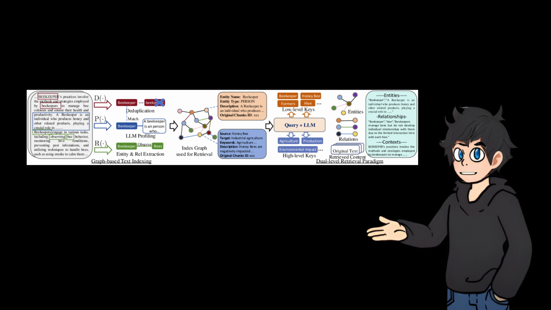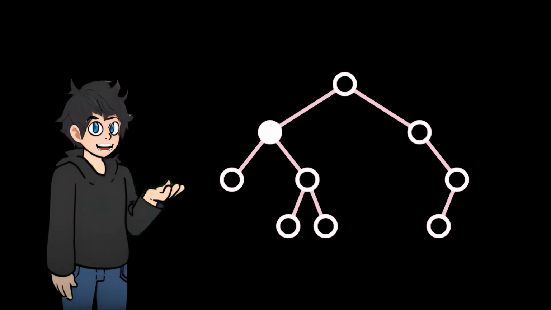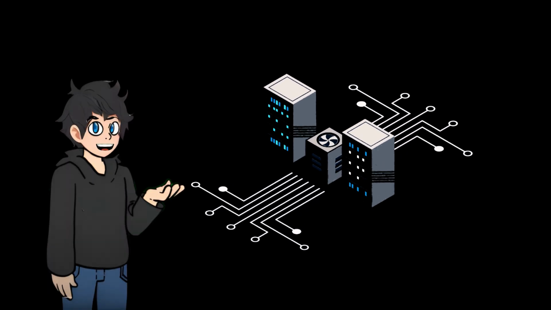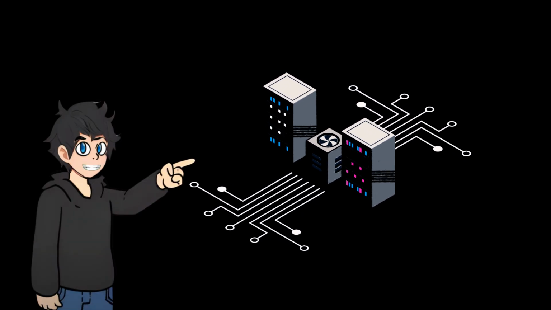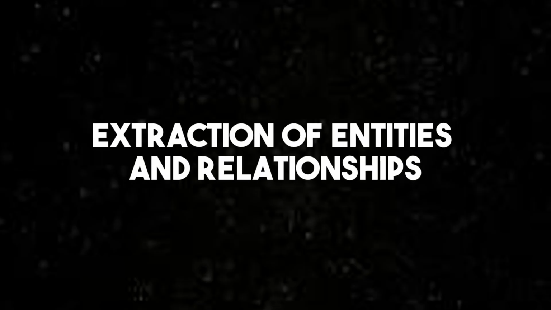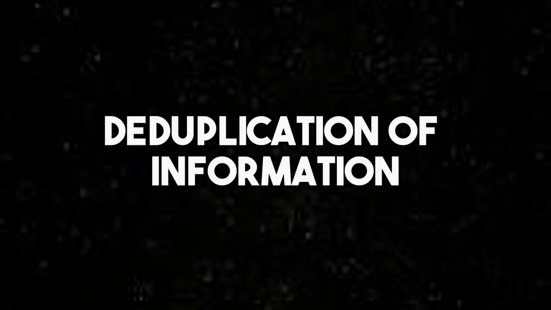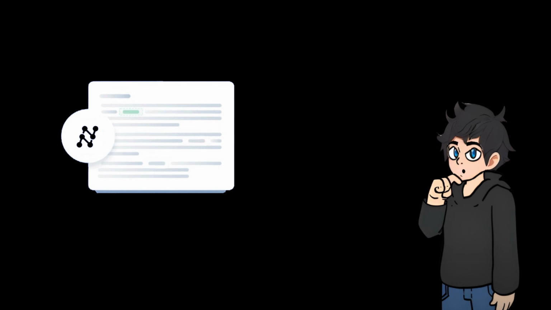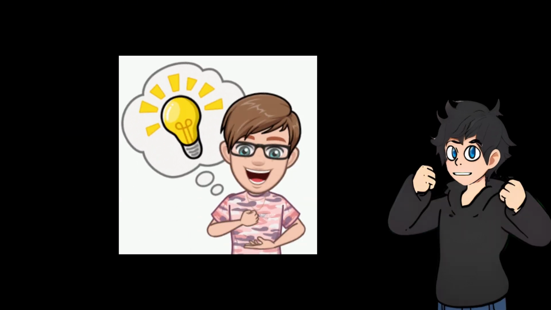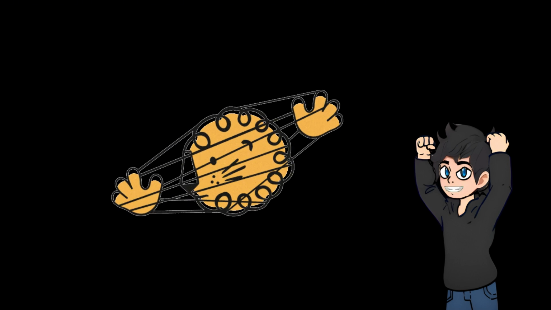Lightrag first applies a graph-based data structure to pre-process entities and their relationships in the external database during information retrieval. This process includes multiple steps: extraction of entities and relationships, generation of retrieval key value pairs, and deduplication of information. Through these steps, Lightrag not only extracts entities with specific semantics, but also deepens the understanding of abstract concepts, enabling the system to perform more accurate information retrieval and generation when faced with complex problems.